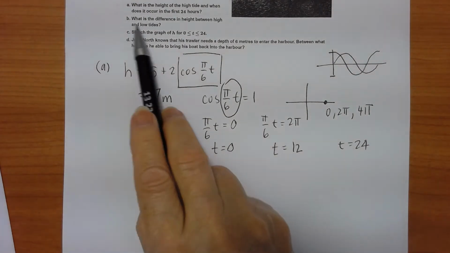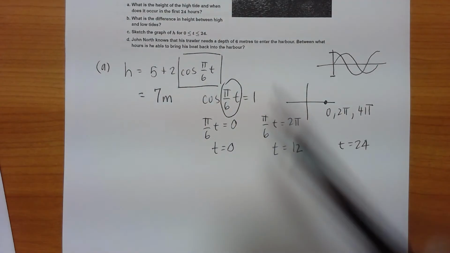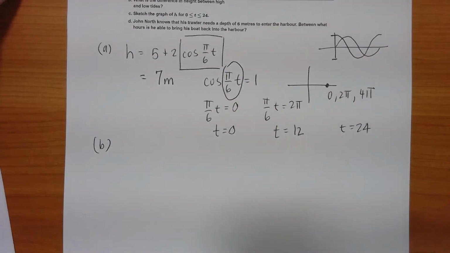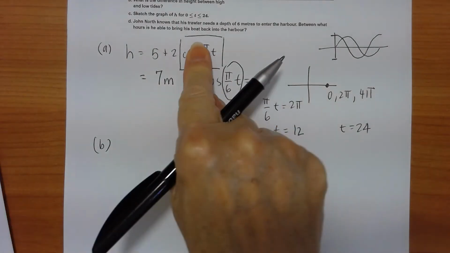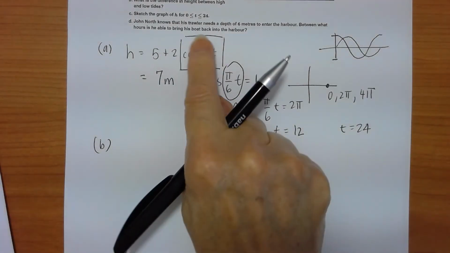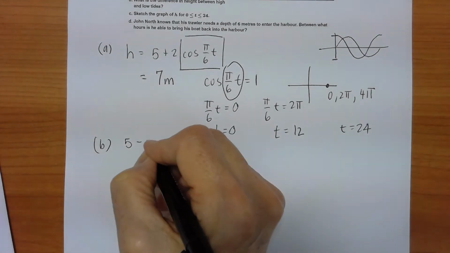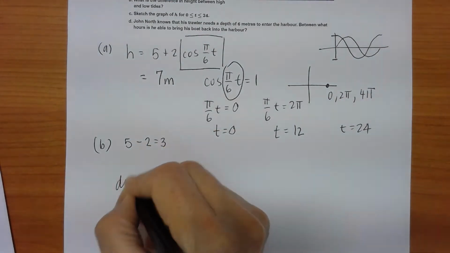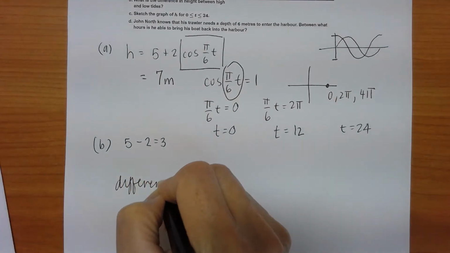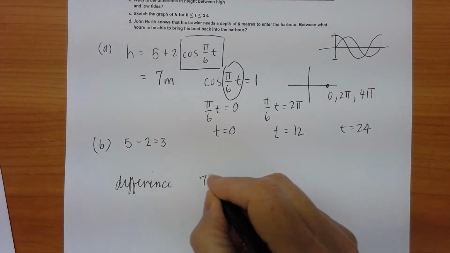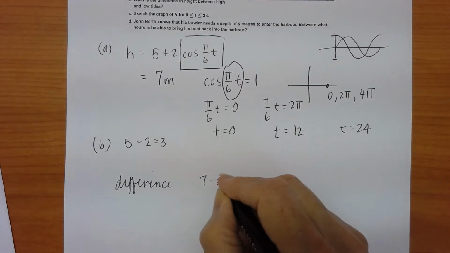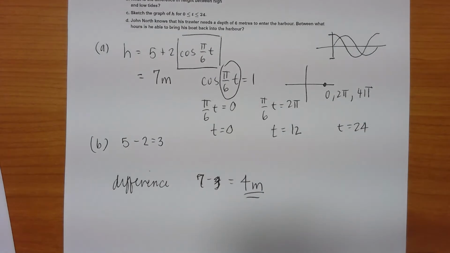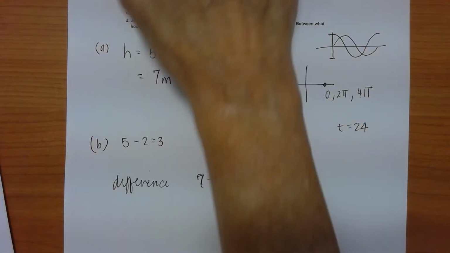And then it says, what's the difference in height between high tide and low tide? We just talked about if cosine is the highest at 1, the lowest it is at -1, which would be 5 minus 2, or 3. So the difference in high and low tide is 7 minus 3, or 4 meters. That is the difference in high tide and low tide.